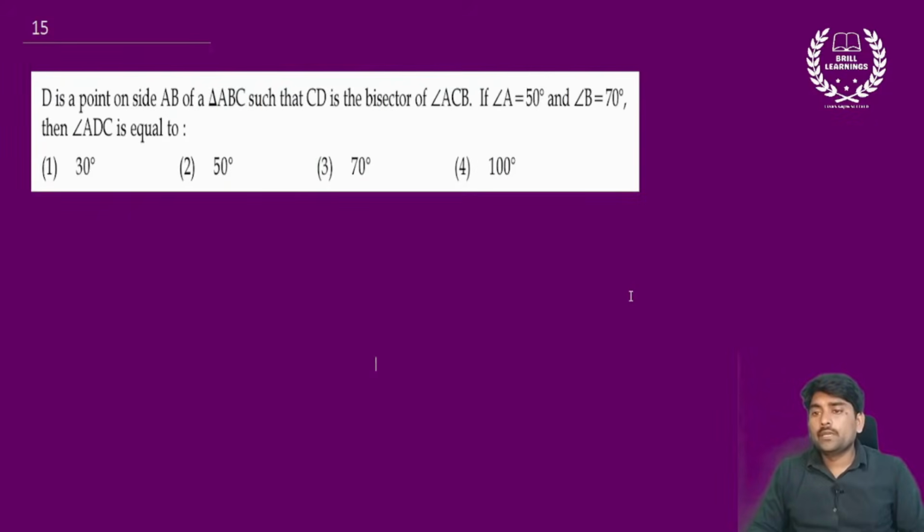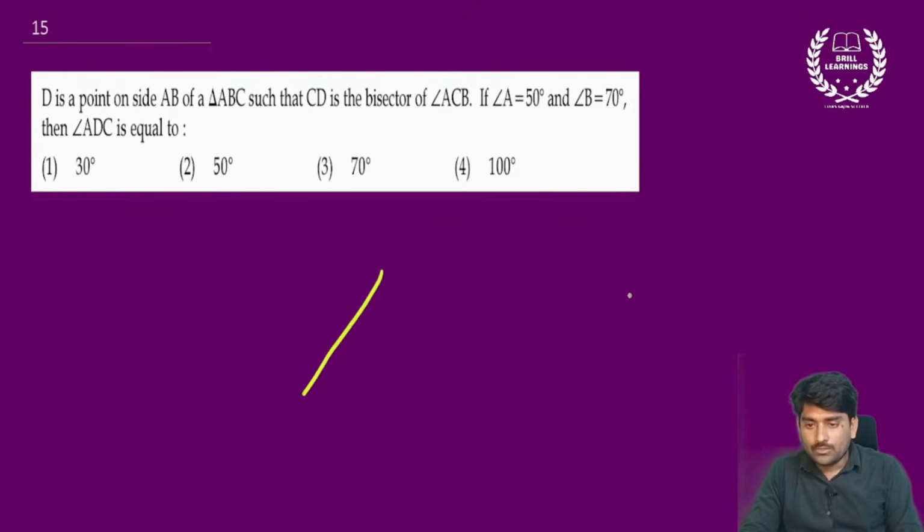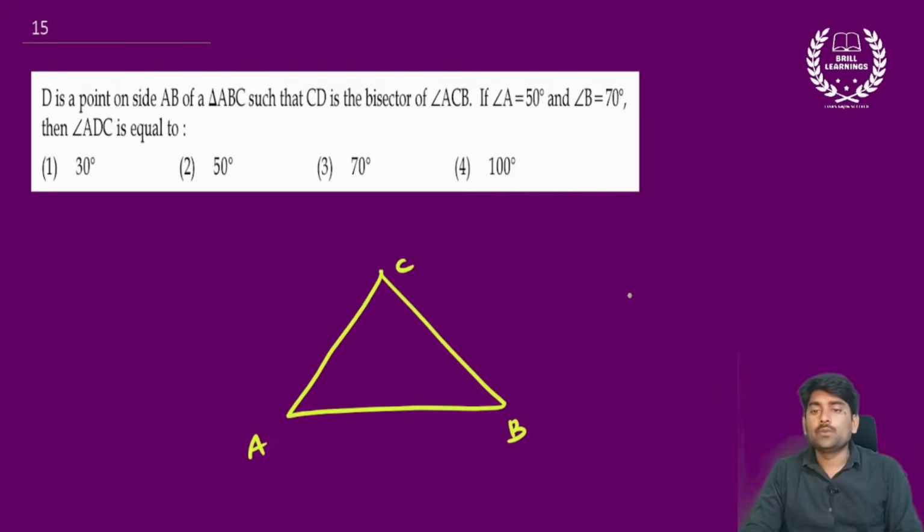D is a point on the side AB of a triangle ABC such that CD is a bisector of angle ACB. First, draw a triangle ABC. CD is an angle bisector of angle ACB. That means the angle bisector of this portion. So whatever the angle is here, the same angle is here also. So this is the point D here.